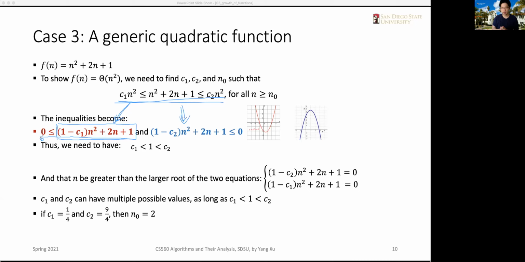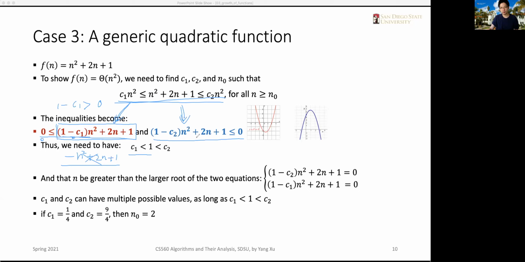Because n can be infinitely big, what if C1 is greater than 1? What if C1 is 2? Then this quadratic term becomes negative n squared plus 2n plus 1, right? So given this quadratic function, negative n squared plus 2 times n plus 1, how could it be always positive? Because there's a negative term here, and n can be infinitely big. Then this is not feasible. So we must have 1 minus C1 greater than 0. The quadratic coefficient must be greater than 0. Okay, so that's where C1 smaller than 1 comes from.